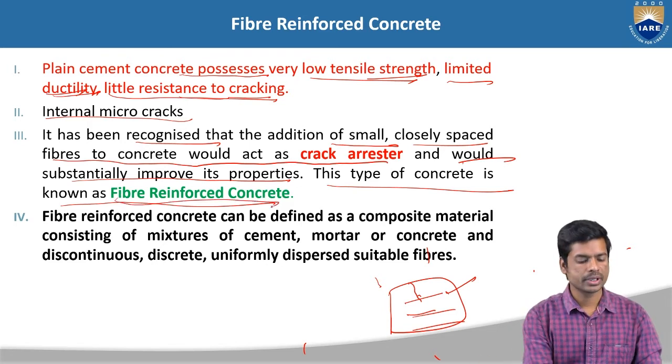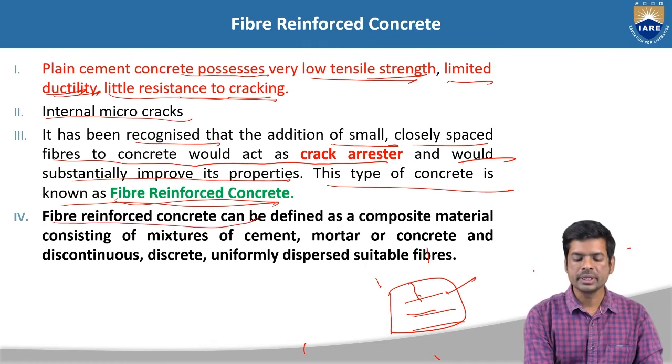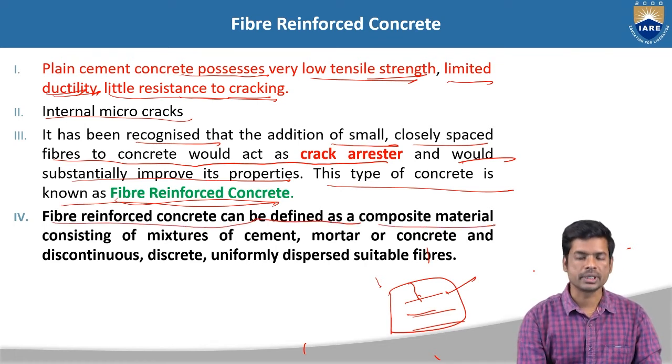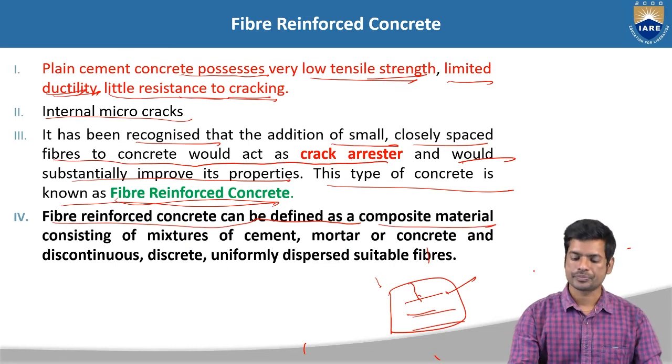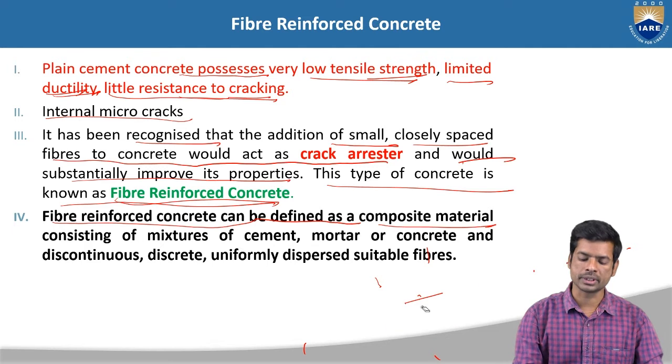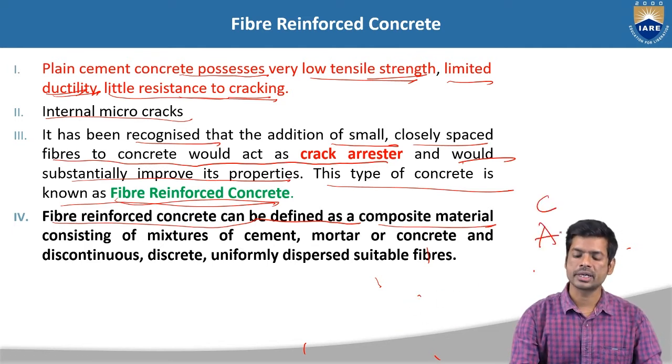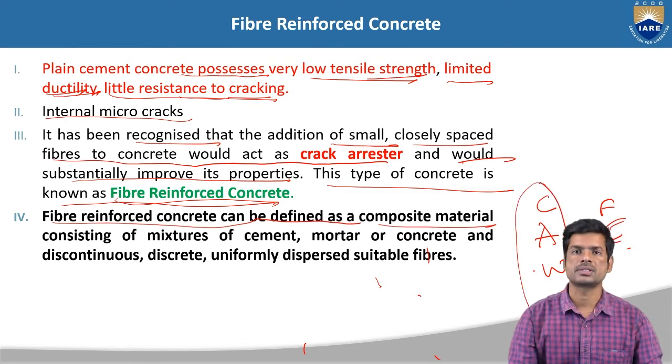Here, fiber reinforced concrete can be defined as a composite material. A composite material is nothing but something that consists of two or more materials. Like if you come to concrete, here we have cement, aggregates, and in aggregates again fine and coarse aggregate, and next water and fibers. So here it is having four materials.